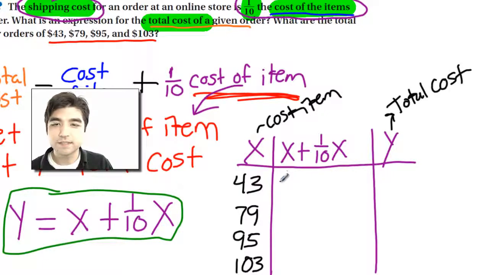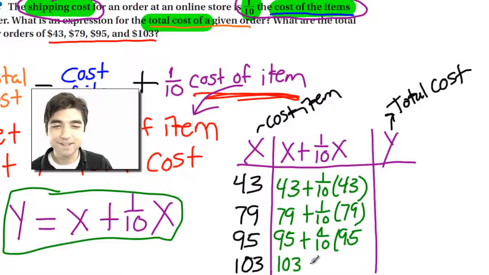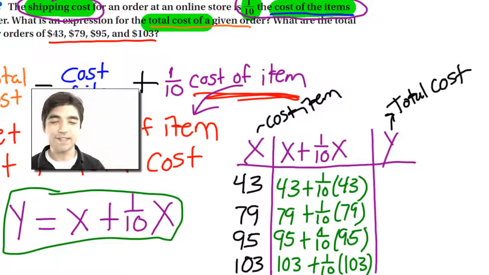Okay, so let's find out how much we have to pay for these different things. This first one is 43 plus 1/10 times 43. This next one is 79 plus 1/10 times 79. And then this one is 95 plus 1/10 times 95. And then this one is 103 plus 1/10 times 103. Okay, so hang in there. Now we just need to crank out some calculations. You could use a calculator.